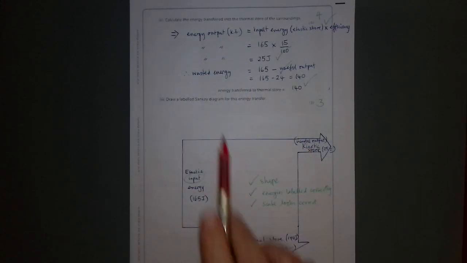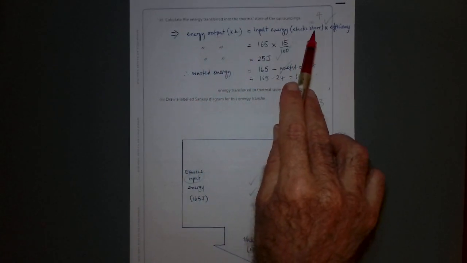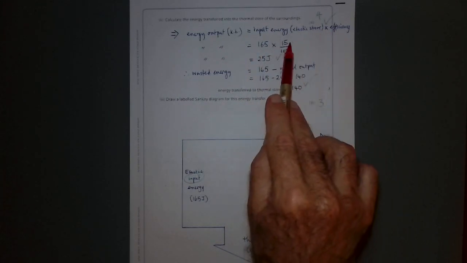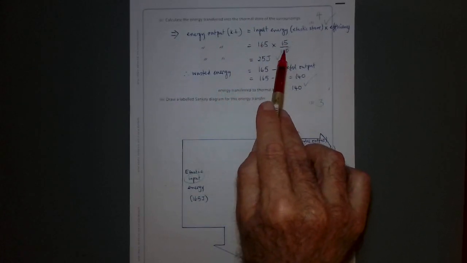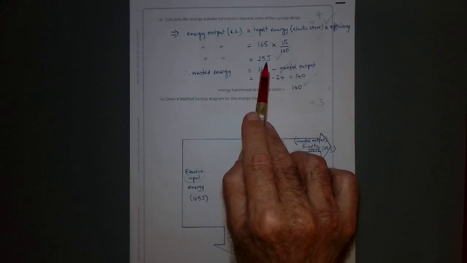Going over the page, the total output energy is equal to the input energy, which was the elastic store, 165, multiplied by the efficiency, and we said only 15% of it ends up as kinetic energy. That means 15 out of 100 of the 165, 25 joules ends up as kinetic energy.